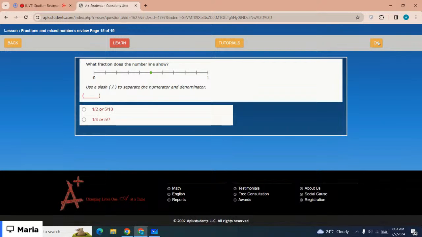What fraction does the number line show? Which is the correct option? Yes, that is 5 out of 10 or 1 out of 2. The correct option is option number 1.